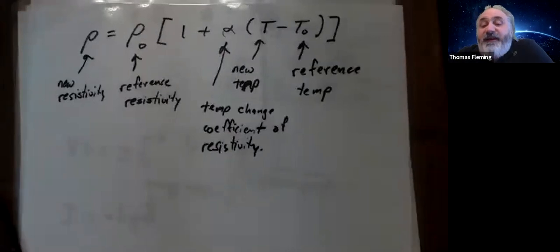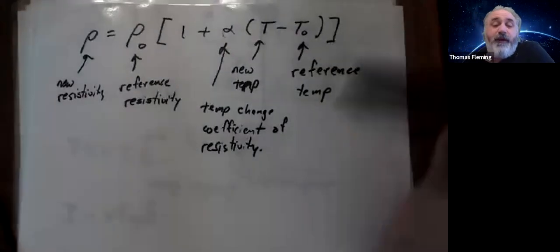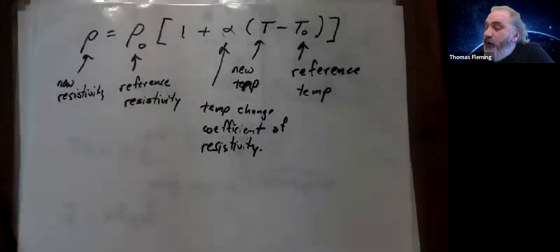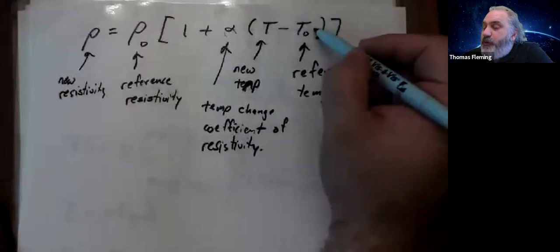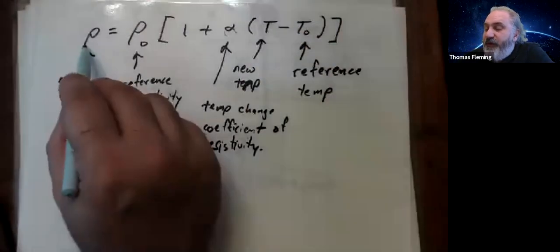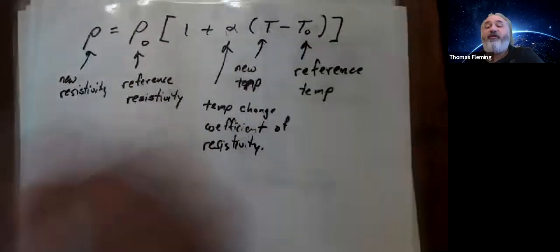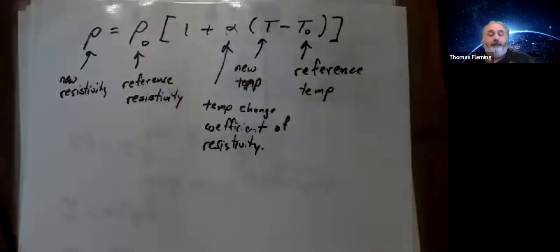But that's the basic idea. And the way that you would use this function is as long as you know the resistivity of the metal at one temperature, you can use it to figure out the resistivity at some different temperature. That's the way it functions. Any questions about that?